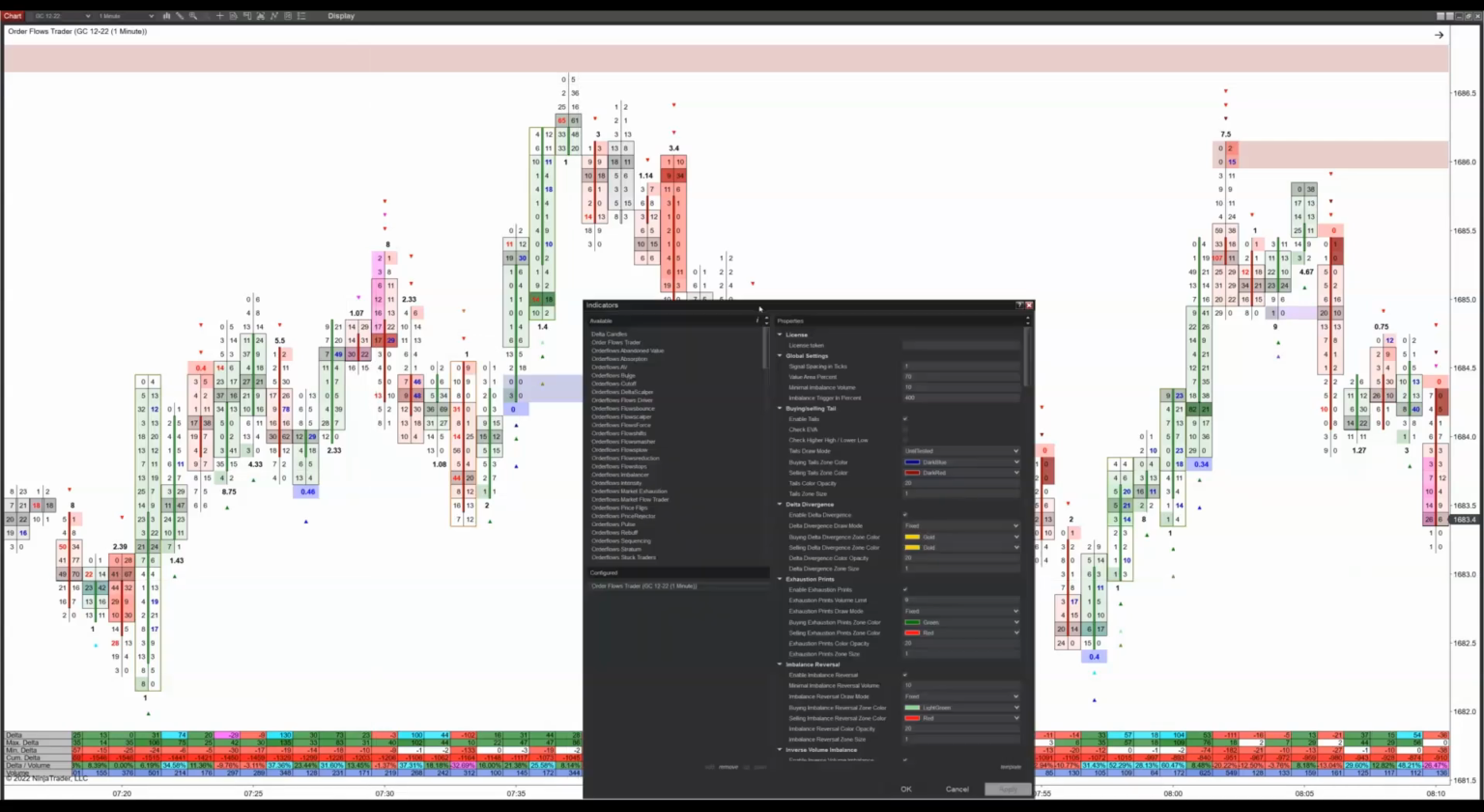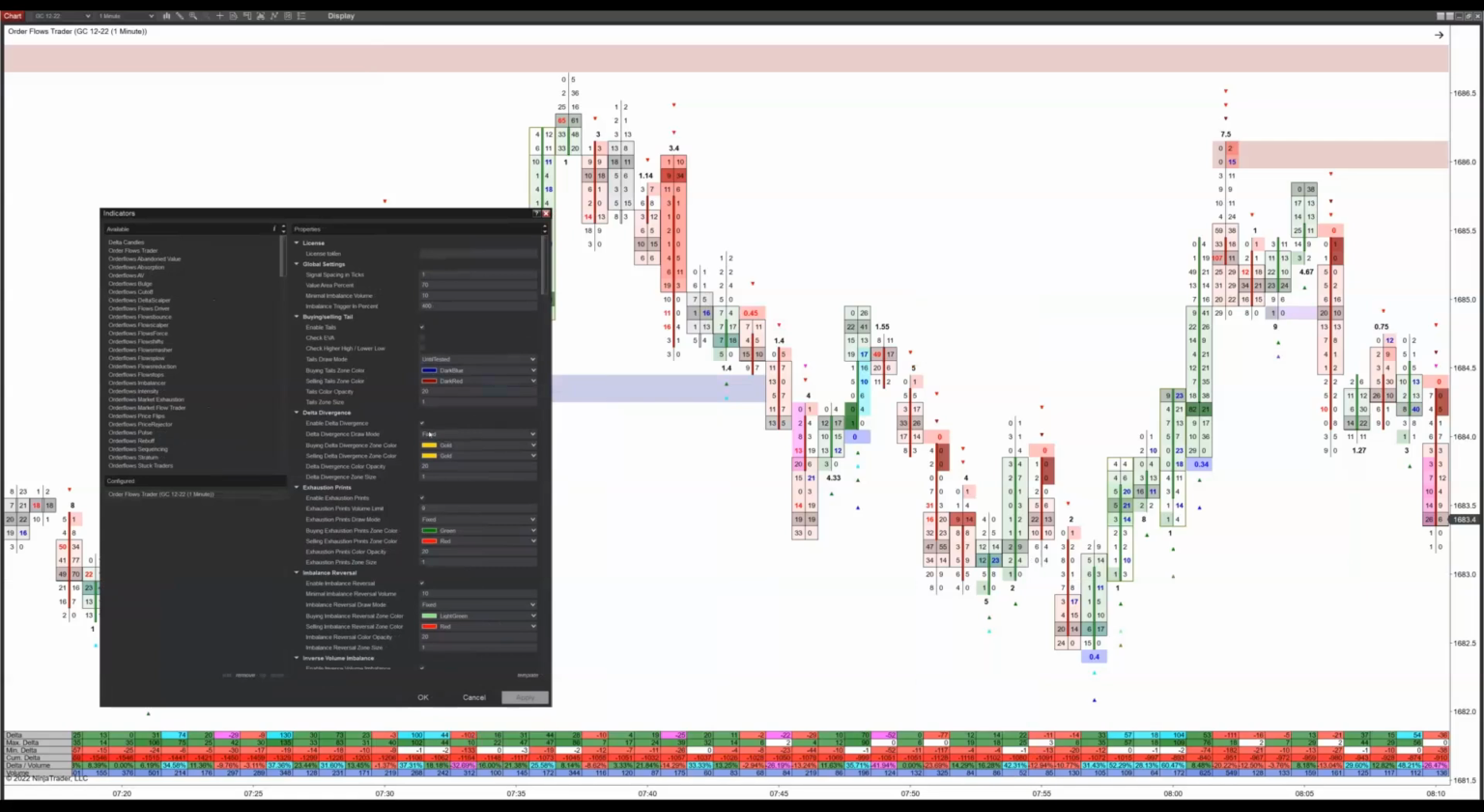Now, let's pull up the indicator settings. So it gets tricky, I'll admit, because you've got a lot of different indicators, and you're trying to keep the color scheme manageable.